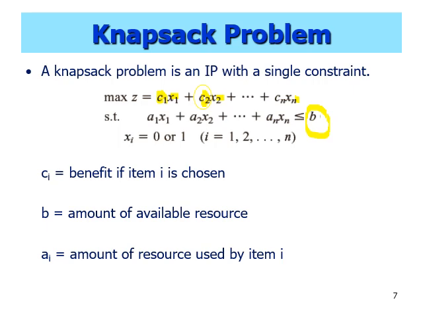And then A here is the amount of resource, or if you think about the bag, how much space each of these items use inside the bag. So A1 is the amount of space or resource that is used by item 1. A2 is the amount of resource used or taken by item 2, and so on.